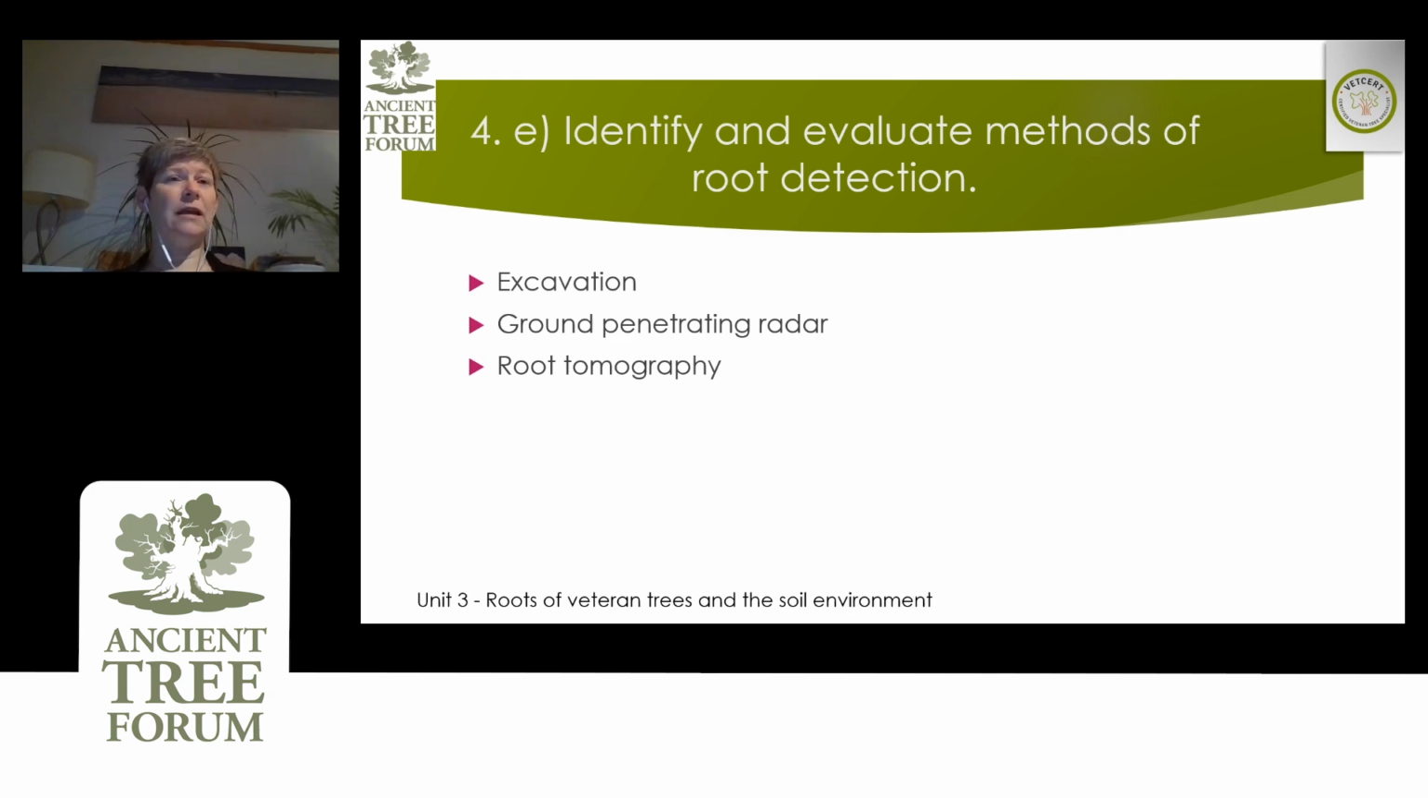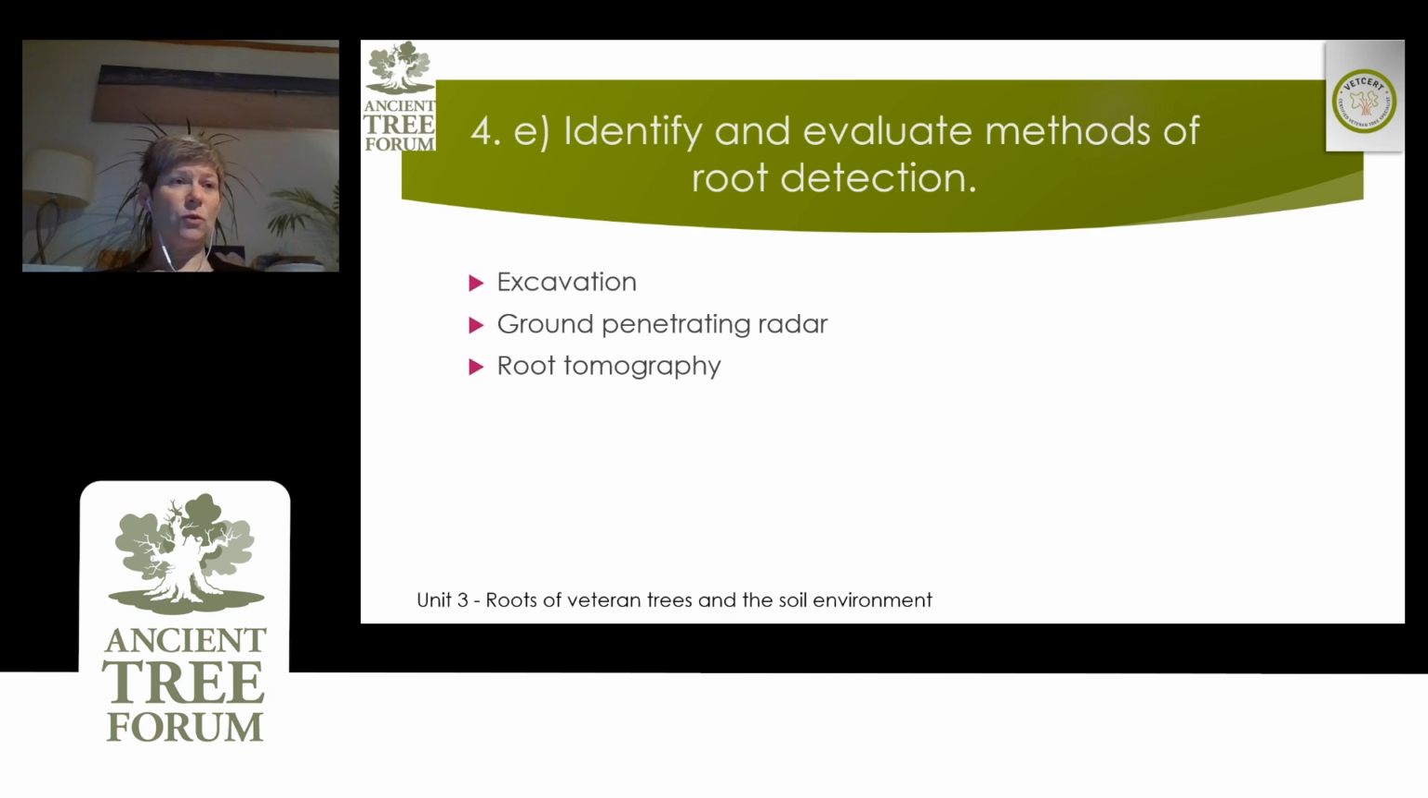Now I'm using that word again. If you remember in the beginning, we talked about the word evaluate, where we would expect the vet cert specialist to be able to understand the pros and cons with those different methods. Things like, what is it that's good about them? So digging with a spade is cheap, but it potentially damages roots, and also you can only see the roots where you dig. Things like ground penetrating radar is a great technique, but it's expensive and it only gives you roots up to kind of the size of your thumb.